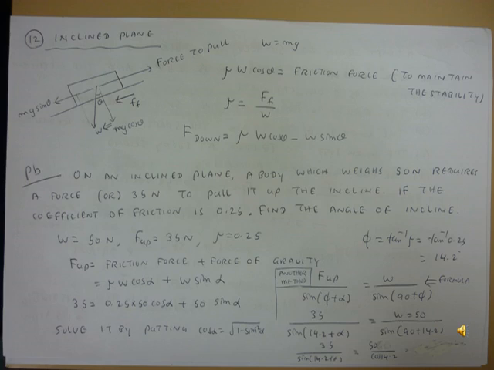In this case, the weight W equals mg, so mu W cos theta is equal to the frictional force, so mu is equal to FF over W. So the force down is mu W cos theta minus W sine theta. So this is the inclined plane formula.